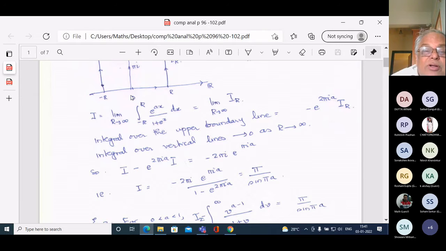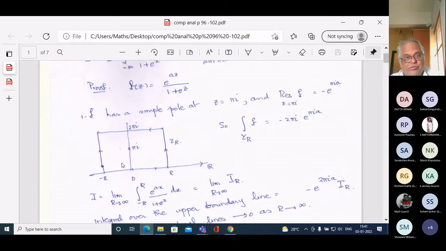The integral over the horizontal line, the real line, is what you want to calculate. What I know is that the integral over the boundary of the whole thing is this. I want the integral over this part, the real line. Then obviously I should say that the integral over the vertical parts should tend to 0 as r tends to infinity.